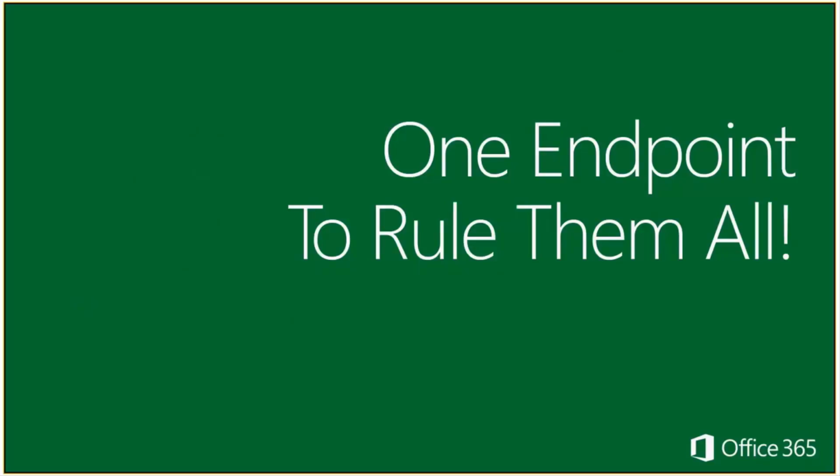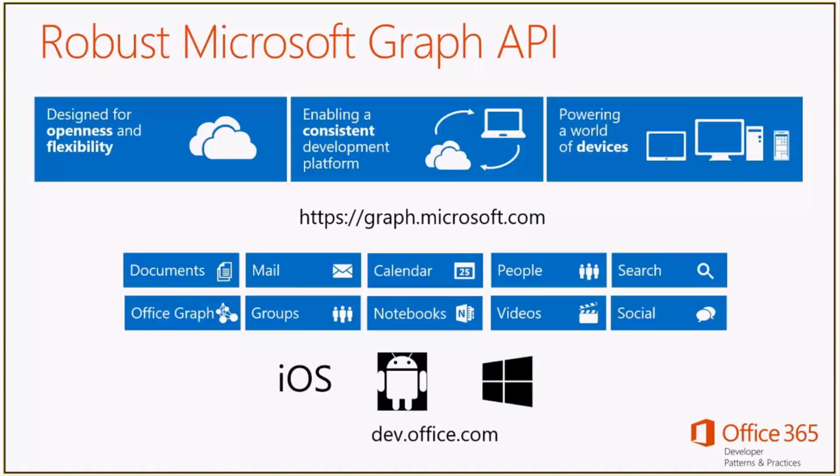Exactly. So with this unique endpoint and unique API to rule them all, what can we do? Just to give you an overview, using the HTTPS graph.microsoft.com endpoint, which is the main URL of the entire family of Graph APIs.